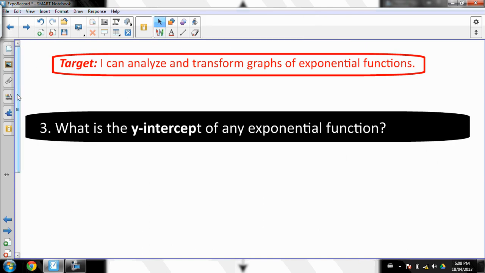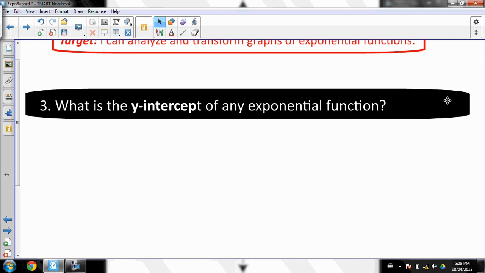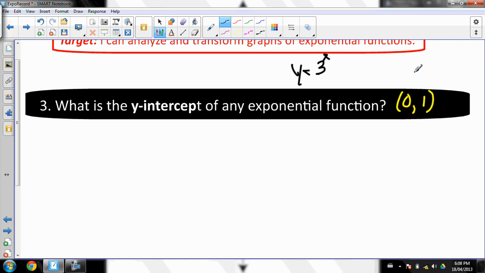So let's talk about a few questions. Number 1, what is the y-intercept of any exponential function? Any exponential function goes through the same point as long as it's not shifted, and that is (0, 1). This happens because when we have any exponential function, let's say y equals 3 to the power of x, whenever x is 0, I'm going to get 3 to the power of 0. Anything to the power of 0 is 1. Since all of our functions are going to have some base raised to the power of x, we're always going to get a y-intercept at (0, 1).